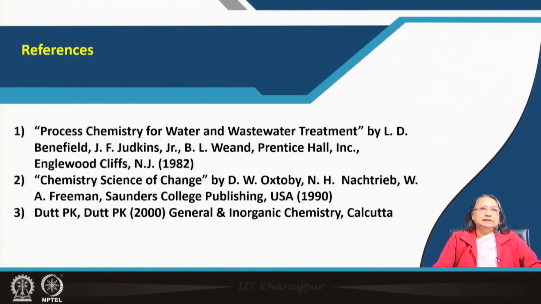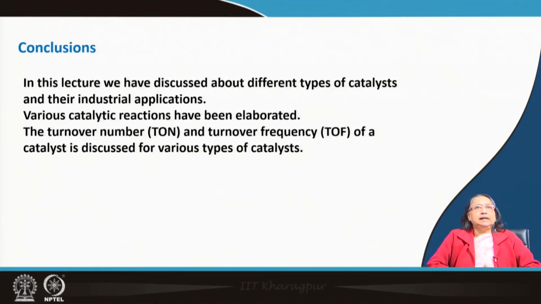Now, the references I have shown here are all three books, but this book is very good, and this is also good. For catalysis, I have collected some information from these books. As a conclusion, in this lecture we have discussed different types of catalysts and their industrial applications. Various catalytic reactions have been elaborated, and the turnover number and turnover frequency of a catalyst have been discussed for various types of catalysts. These are very important for catalysts. Thank you.